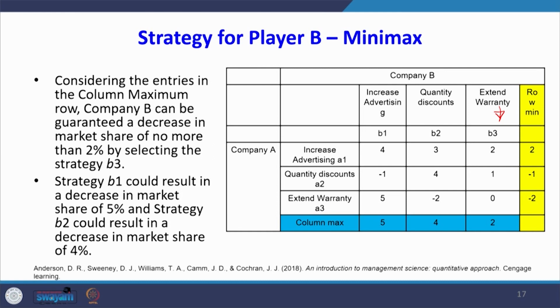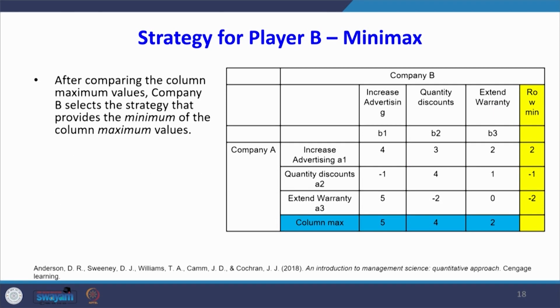If, instead of choosing B3, company B goes for B1, it could result in a decrease in market share of 5%. If company B goes for B2, there is a decrease of 4%. So, that is why company B will stick to playing the strategy B3. If the company goes for anything other than B3, there is more loss for company B.